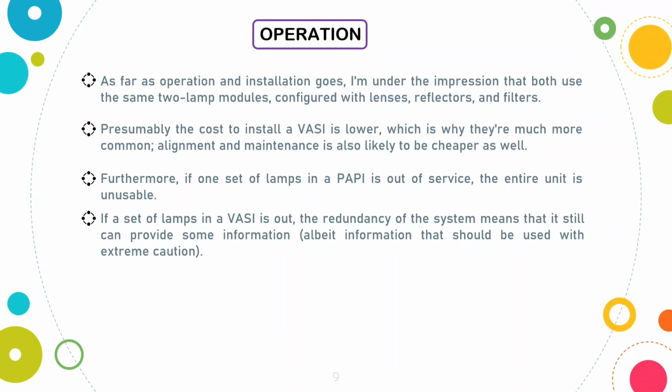Furthermore, if one set of lamps in a PAPI is out of service, the entire unit is unusable. If a set of lamps in a VASI is out, the redundancy of the system means that it still can provide some information.